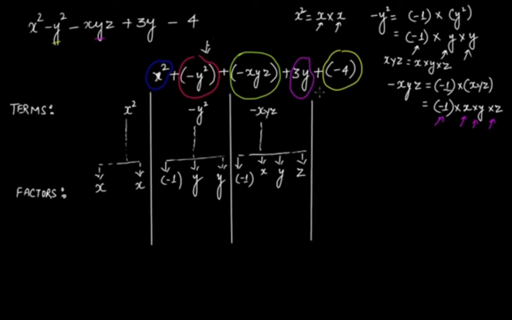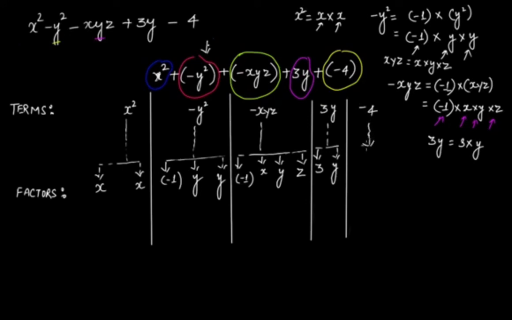Now the next term is 3y. This 3y can be written as 3 times y. So it has 2 factors, that is 3, and the next one is y. Now here we have the term minus 4. Since this is a constant, the factor of this one will be minus 4, right? So here we have terms and their corresponding factors.